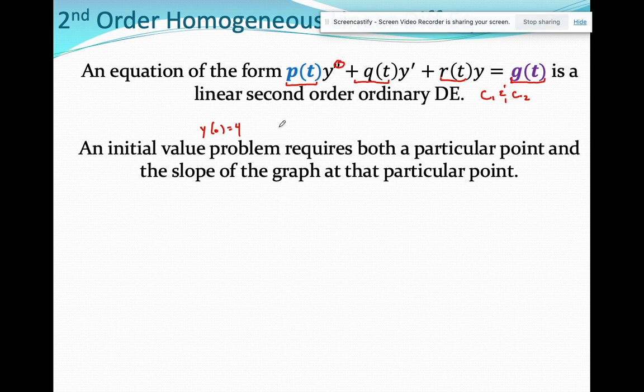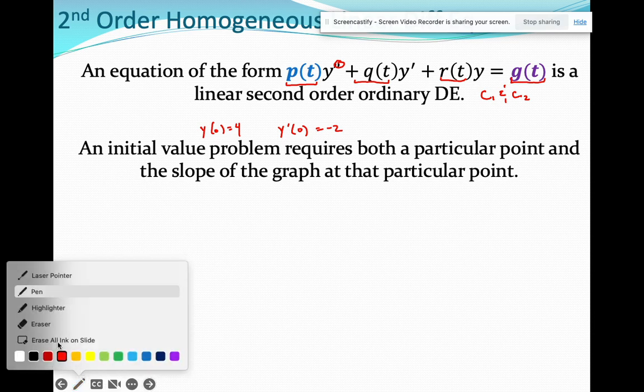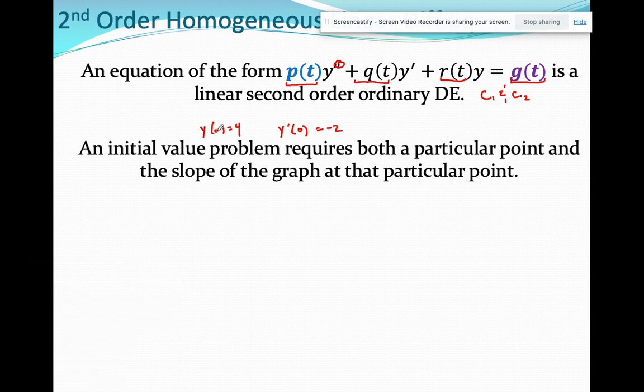So to solve for two c's, I need two pieces of information because I have a second order. So I also need the slope of your solution at that same point. And do notice this is an initial value, not a boundary value, so we are only dealing with the same x. If I ask you to solve for the general solution, you're going to have a C1 and C2. If I want a particular one, I have to give you not only an initial point, but an initial slope.